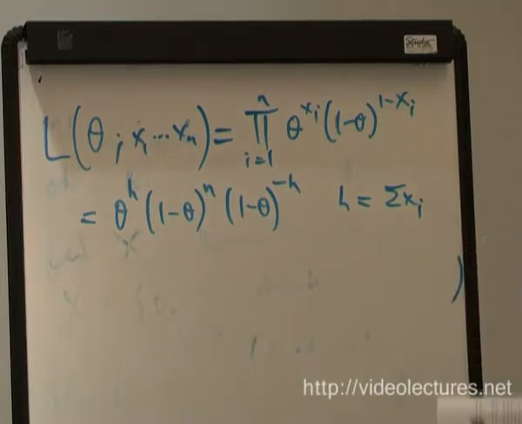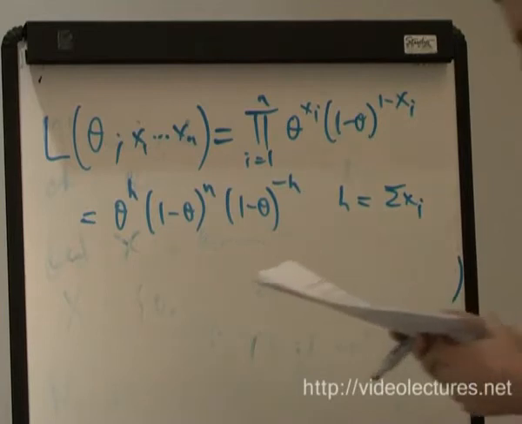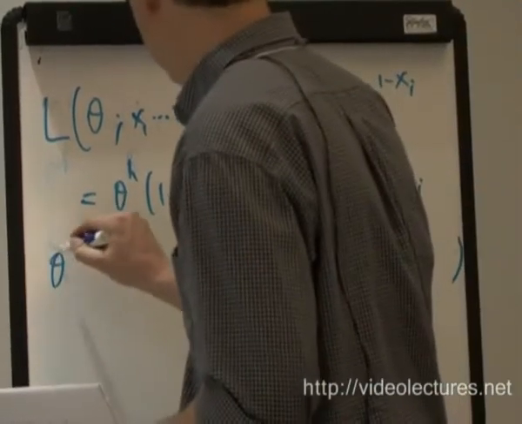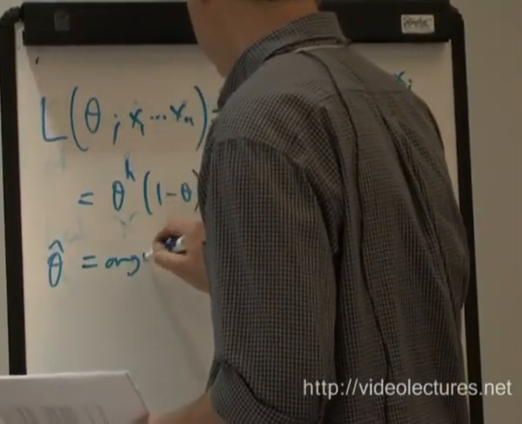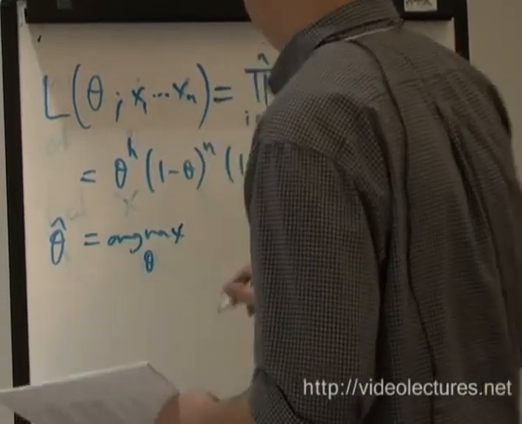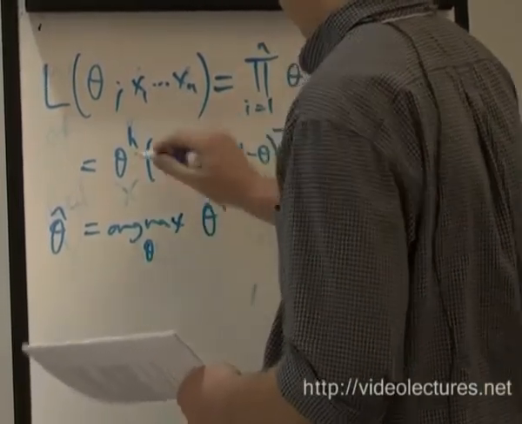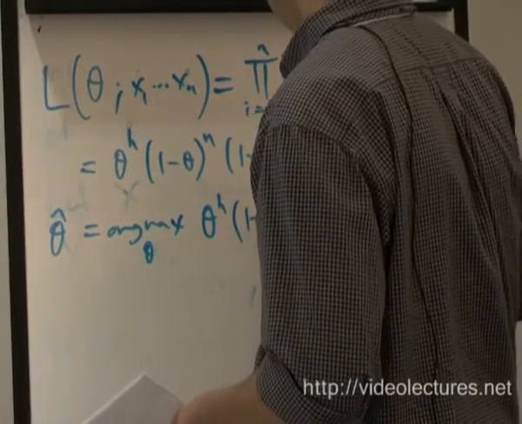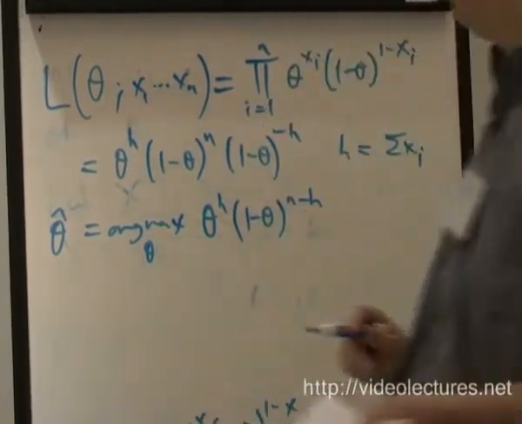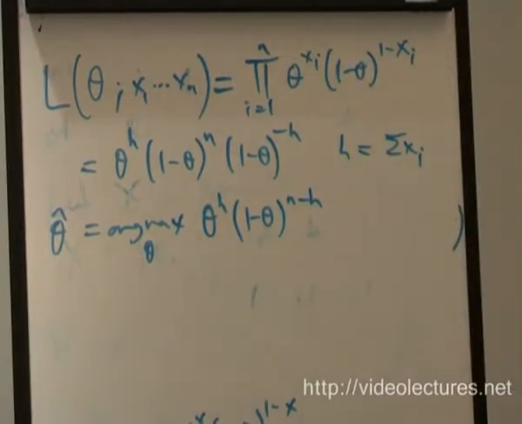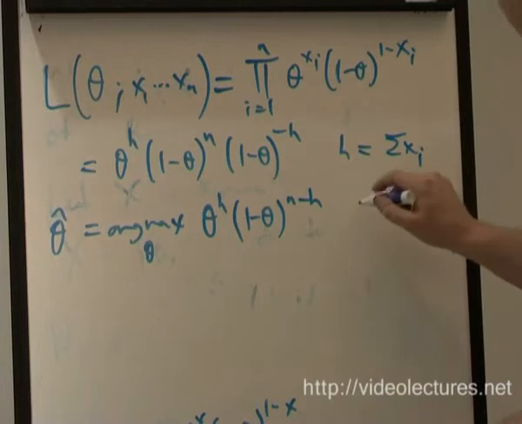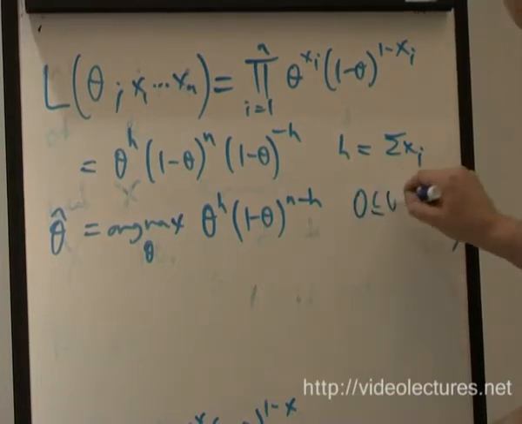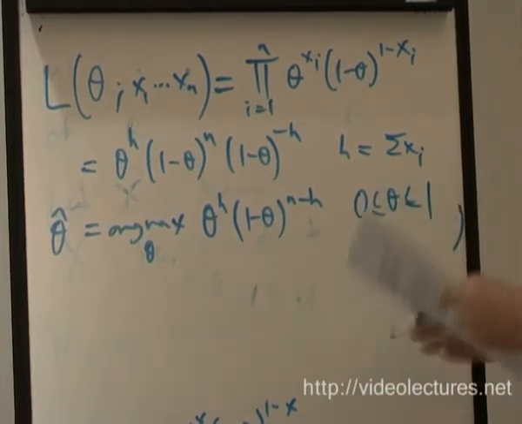And so now theta hat is the argmax over theta of this thing, which is theta to the power h, and 1 minus theta to the power n minus h. We have that 0 is less than or equal to theta, less than or equal to 1.